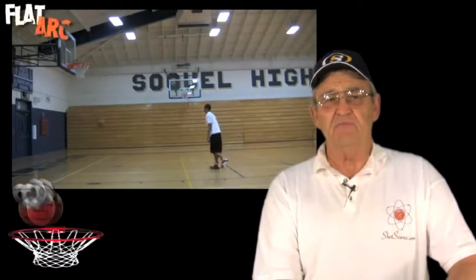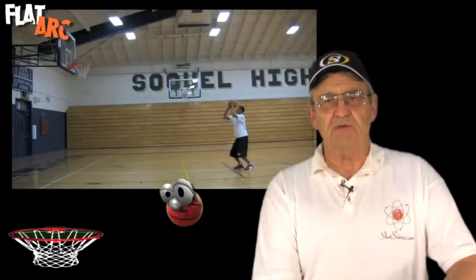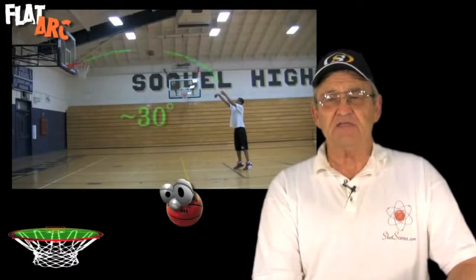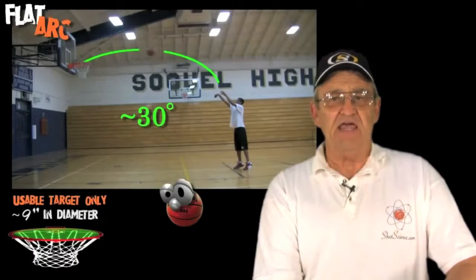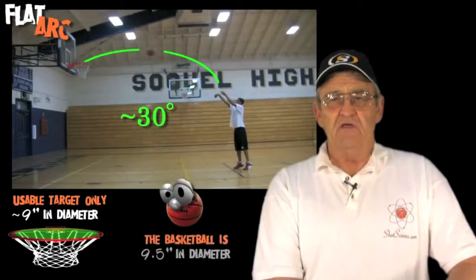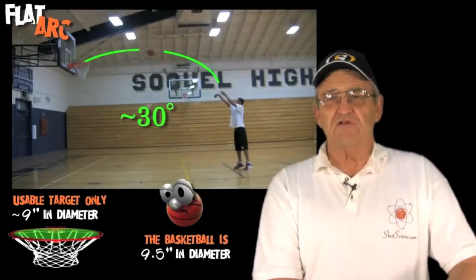As we talk about the arc, let's use an analogy: if the ball had eyes and is approaching the basket, and we have a very flat arc, what's going to happen is that the basket takes on an oval shape. That flat arc is typically around 30 degrees, and the usable size of that basket is only about 9 to 9.5 inches in diameter. And so the usable target is very small.